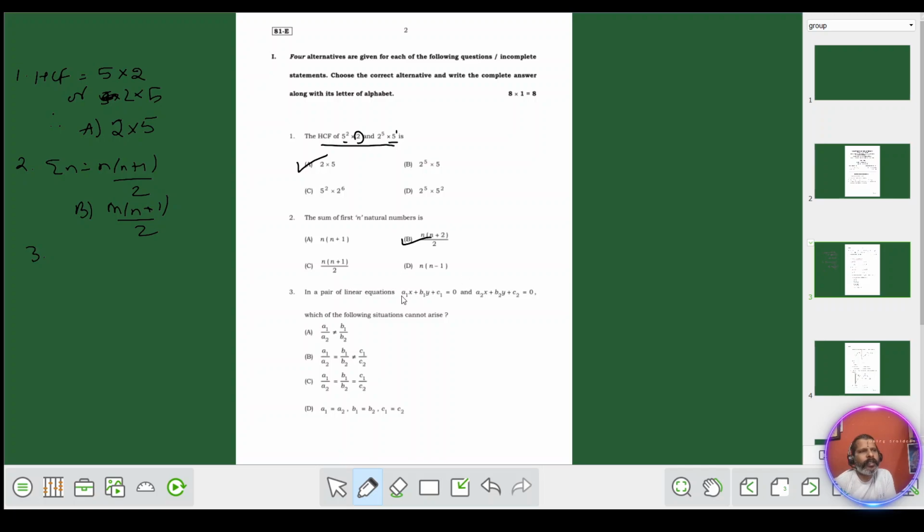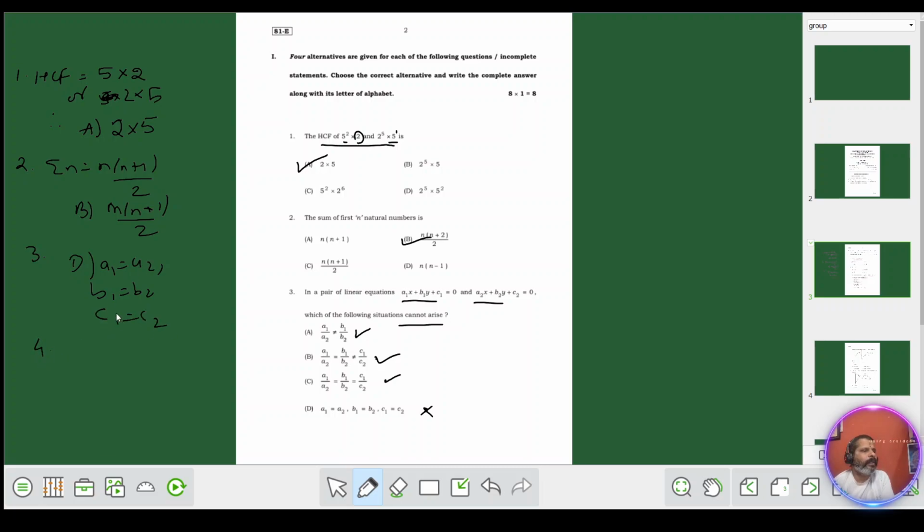In a pair of linear equations, which of the following cannot arise? Cannot arise means it will not come. a1 by a2 not equal to b1 by b2: yes, it will come, because the roots will be distinct and real, intersecting lines. The second condition also comes; it is parallel lines. The third one is coincident lines. This will not come, so you can write D: a1 equal to a2, b1 equal to b2, c1 equal to c2.